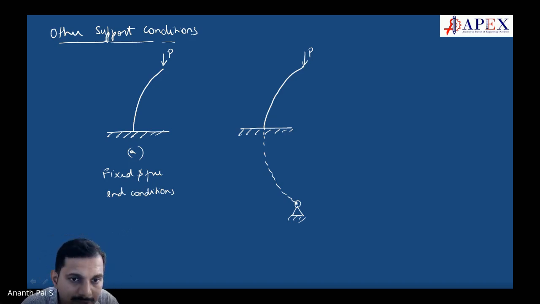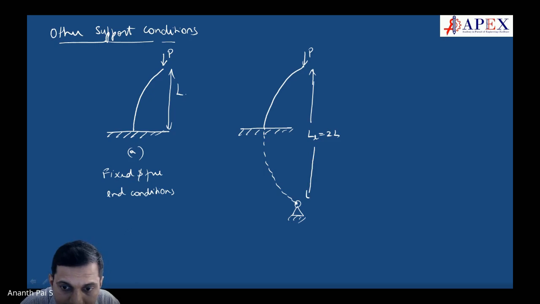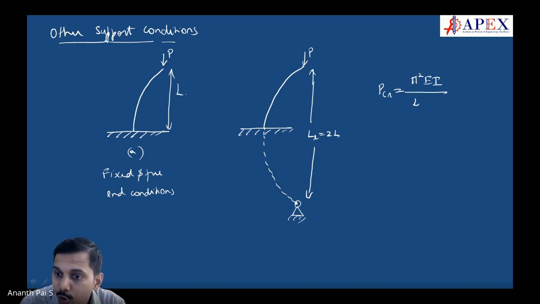So what happens, this is actually the length, but the effective length, if it is fixed, L effective is equal to 2 times L. So what happens to the P critical? P critical we will write always as pi square EI divided by L effective square.